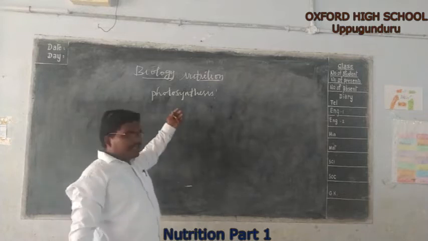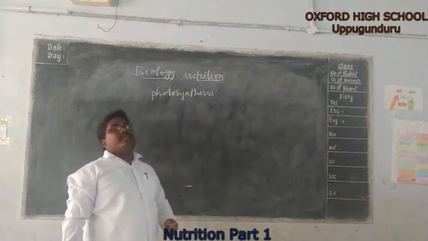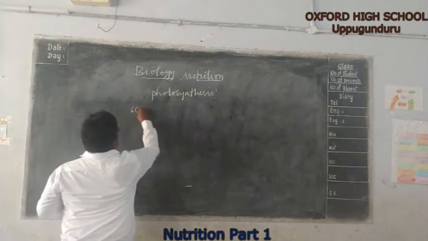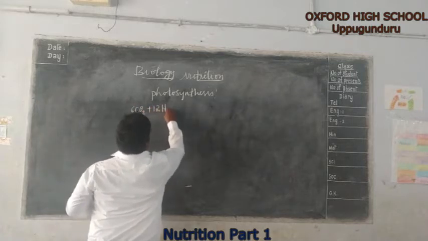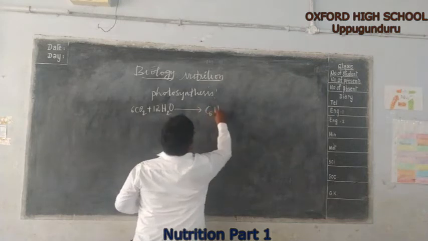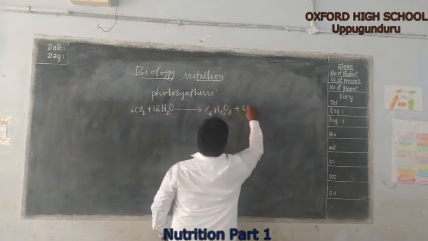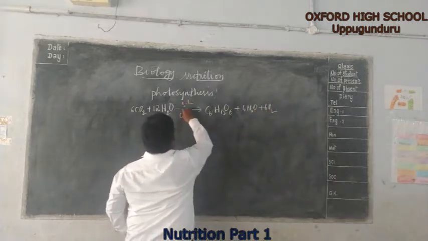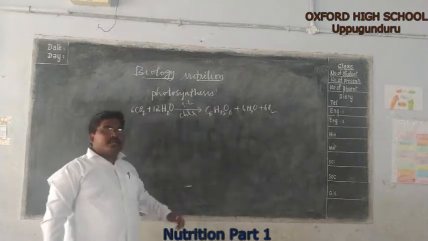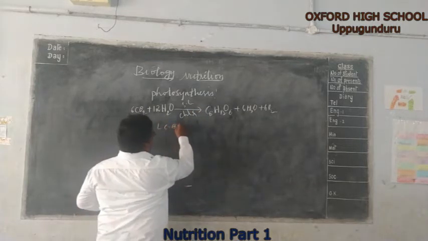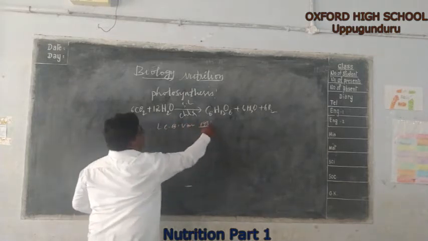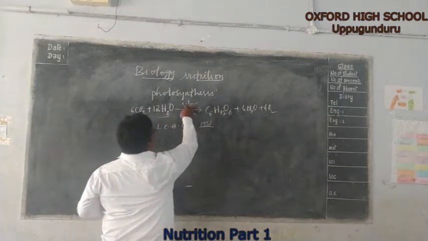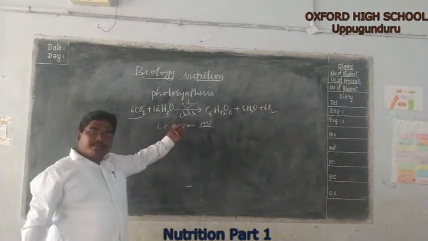Photosynthesis equation, who proposed that equation, and what are the factors responsible for photosynthesis. We know the photosynthesis equation: 6CO2 plus 12H2O, in the presence of sunlight and chlorophyll, gives C6H12O6 plus 6H2O plus 6O2. This was proposed by C.B. Van Niel in 1931. What are the factors required for photosynthesis? Carbon dioxide, water, sunlight. We have discussed those experiments also.